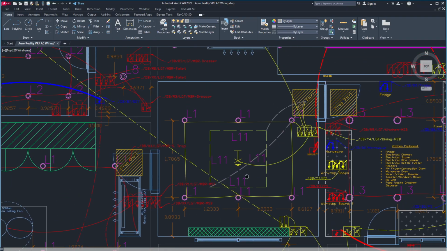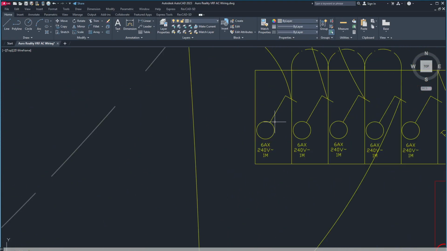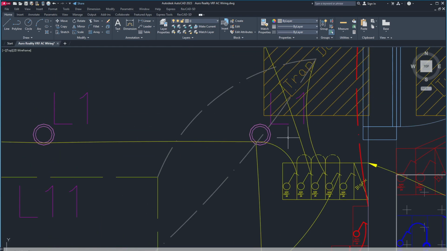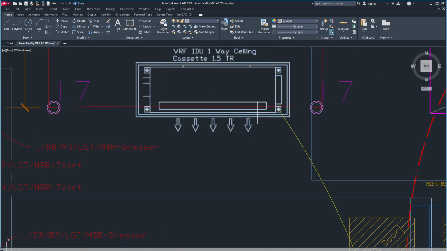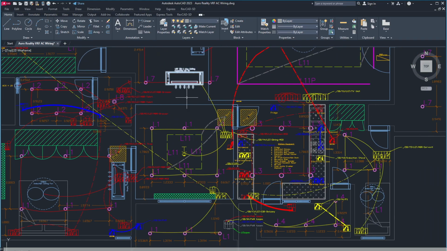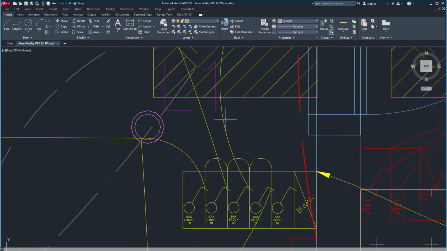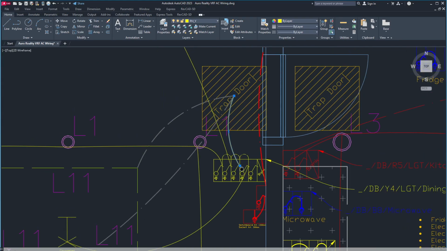So coming to the dining area again, in the dining area I have 6 lights. Switch number 1 controls those 6 lights. Switch number 2, what did I do with switch number 2? Okay, this is the AC for this dining area. Switch number 2 is going to AC. Switch number 3 is going to your trap door.